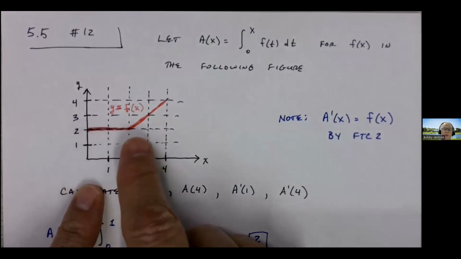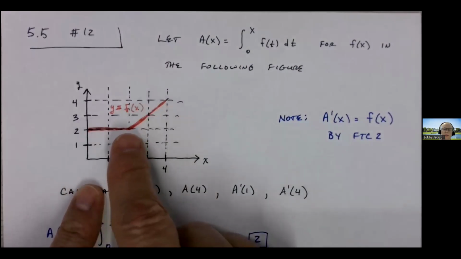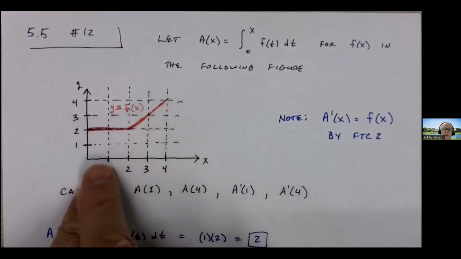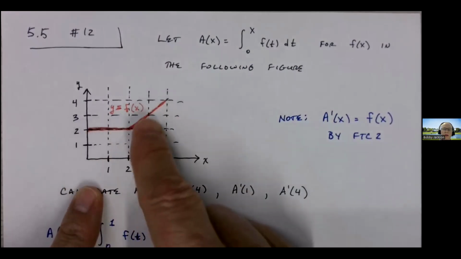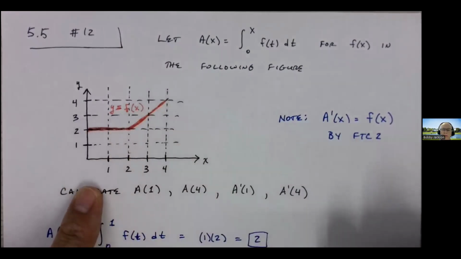Just a piecewise defined function. Linear constant function. Between 0 and 2, the height is always 2, and then from 2 to 4, we basically have a line with a slope of 1.